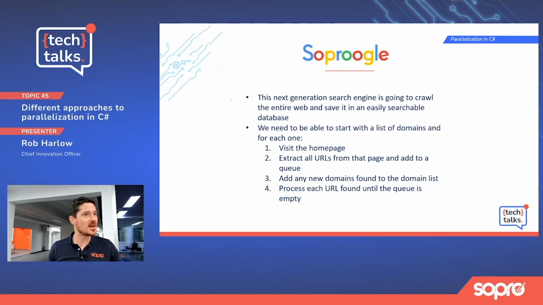We're going to start off with an initial list of domains. I've got 100, 200 websites written in a notebook. Feels like a good number to start with. Each one of those, we're going to visit the home page. We're going to extract all of the URLs from that page, add it to a queue. We're also going to find any new domains and add them to our original list. And we're just going to carry on processing both of those queues until they're empty, until we've got no more to go through.